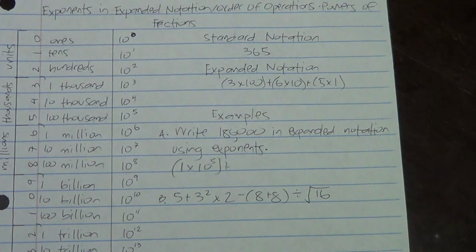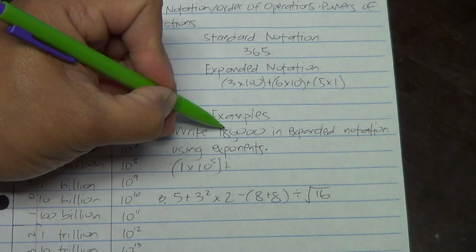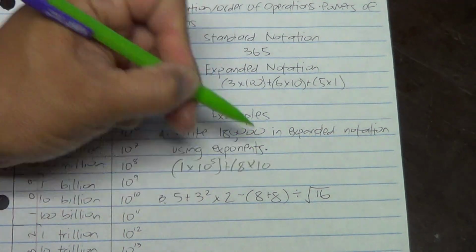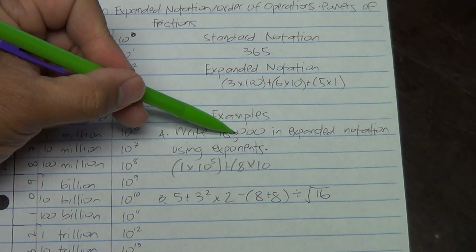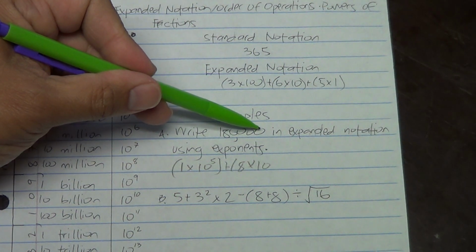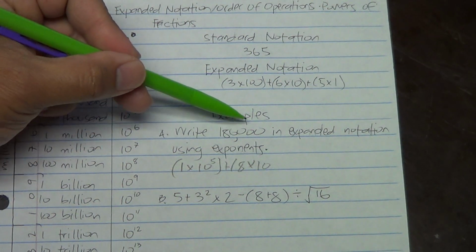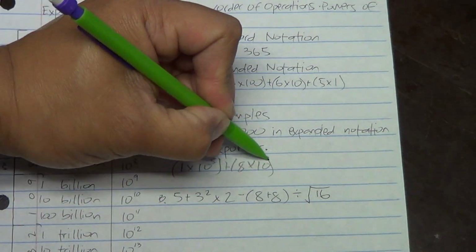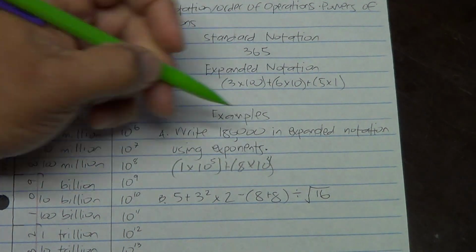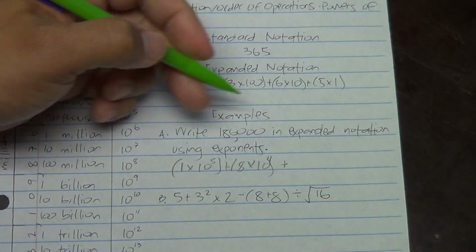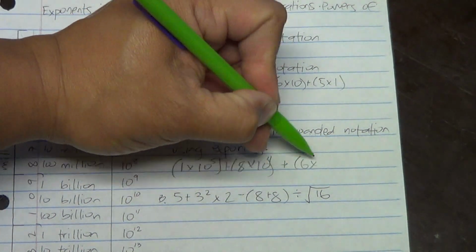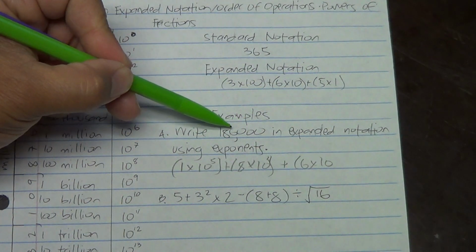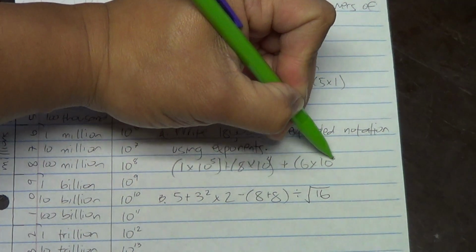Close the parentheses, write the addition sign, and now we've got in the 10,000s, that's 8, so that's 8 times 10 to the 0, 1, 2, 3, 4, 10 to the 4th power, I should have put that inside my parentheses. Plus, and then the last number we have is 6, so 6 times 10 to the 0, 1, 2, 3rd power.